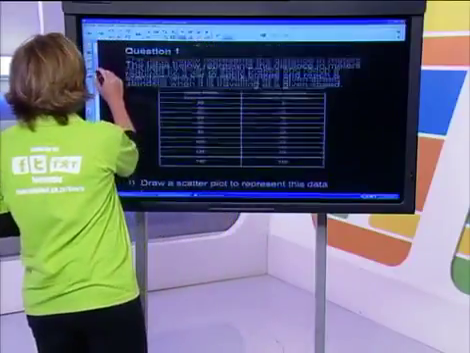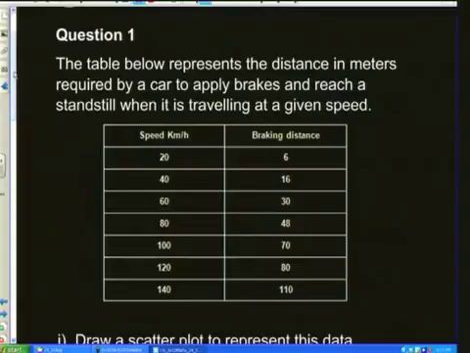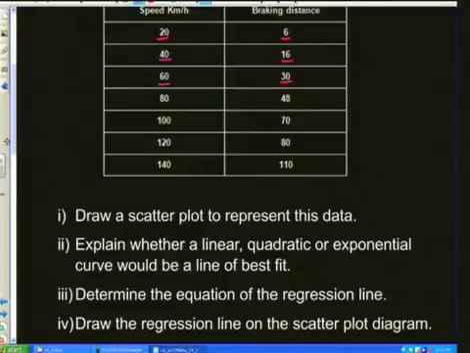Okay, we have a table below which represents the distance in meters required by a car to apply brakes and reach a standstill when it's traveling at a given speed. Traveling at 20 kilometers per hour, we are going to require 6 meters of braking distance. 40 kilometers per hour, 16 meters, and so on, 60, 30, and so on. All right. Draw a scatter plot to represent this data.